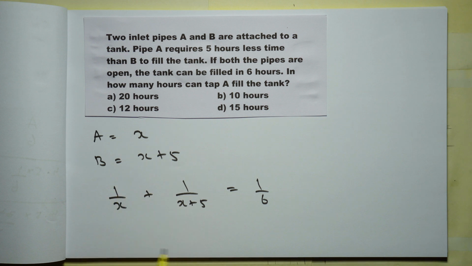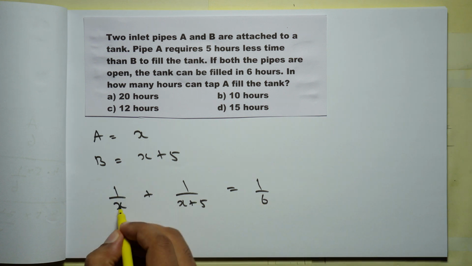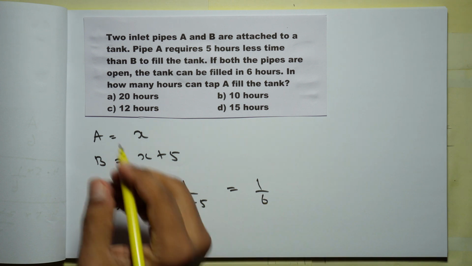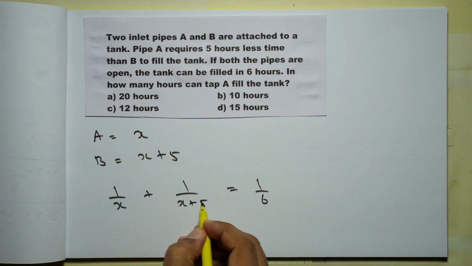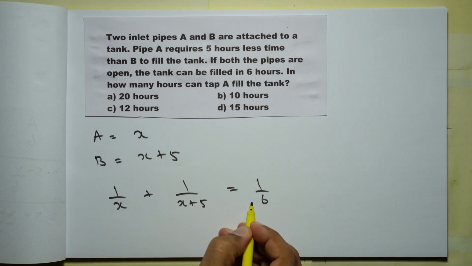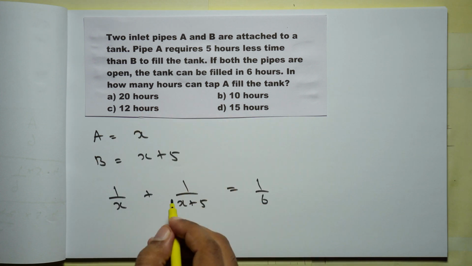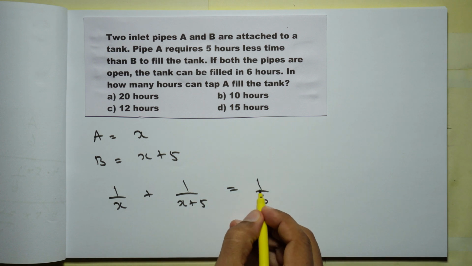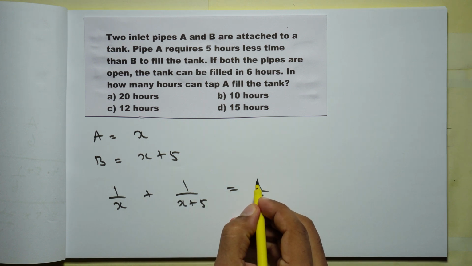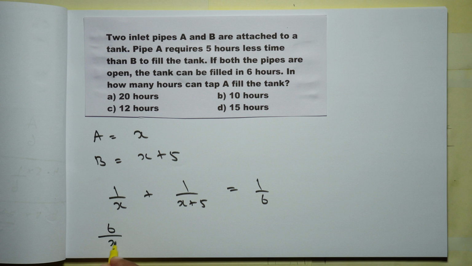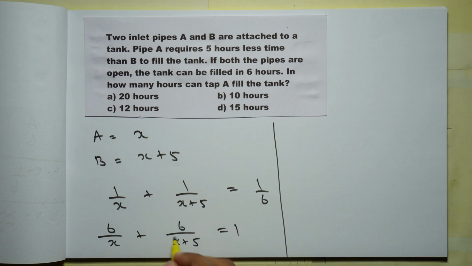Now if you try to solve it, you will get a quadratic equation. Rather than solving the quadratic equation, it is always quicker to go from the options. That is, the solution to this equation is the answer, or from the options you can identify the one that satisfies this equation. The one that satisfies this equation will be the solution and that will be the answer. So we'll try various values. Before we try the values, we'll multiply throughout by 6. So on the right hand side you have a very simple 1, then it will be easier. Multiplying by 6 you will get 6 by x plus 6 by x plus 5 is equal to 1. Now we'll try various values.